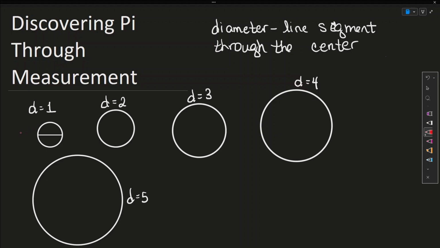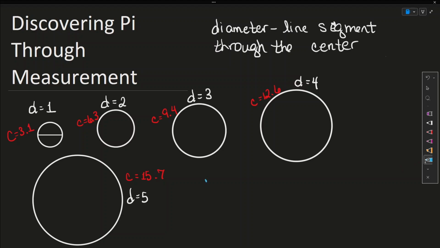When we do, our first one is 3.1 centimeters. The second one is 6.3 centimeters. The third one is 9.4 centimeters. Our fourth one is 12.6 centimeters. And then finally, our fifth one is 15.7 centimeters.